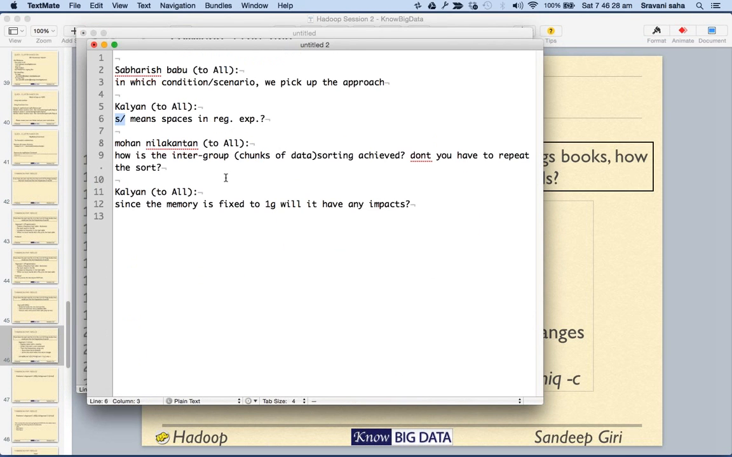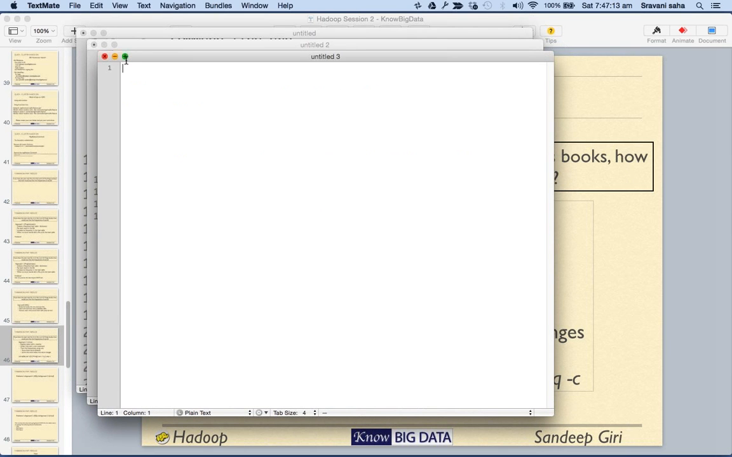All right. Now the further question is, how is the intergroup chunk sorting of the data achieved? So probably you mean to say that if we sorted the input data in chunks, how would you merge it? That's a problem, right? Because if you try to merge it just like that, the resultant may not be sorted. Correct? Your question, if I understood Mohan correctly. All right, great. Let me try to show it with an example. So here the question is, how does the merging happen? Correct? All right, let me show you.